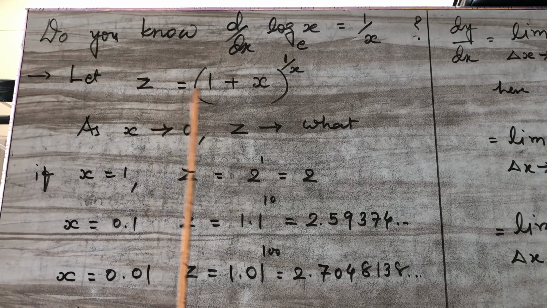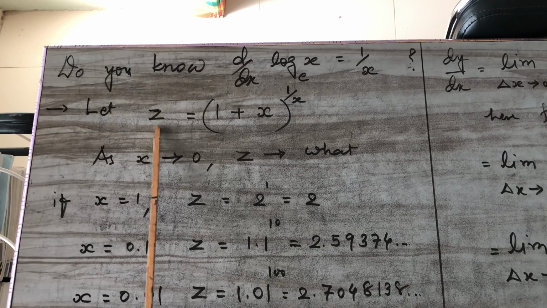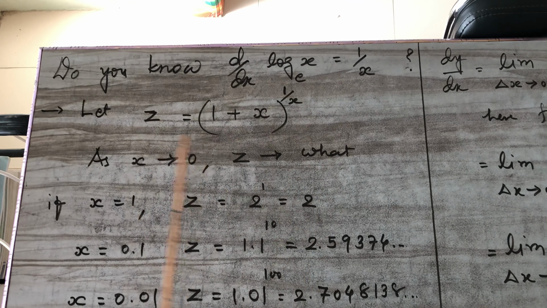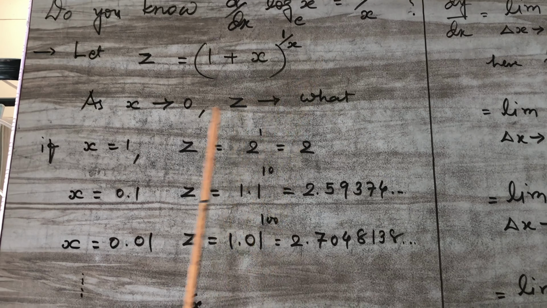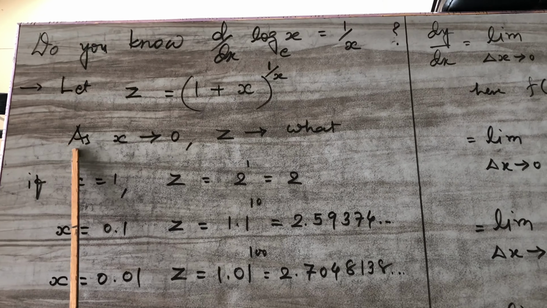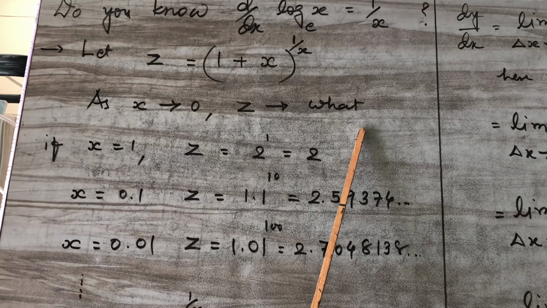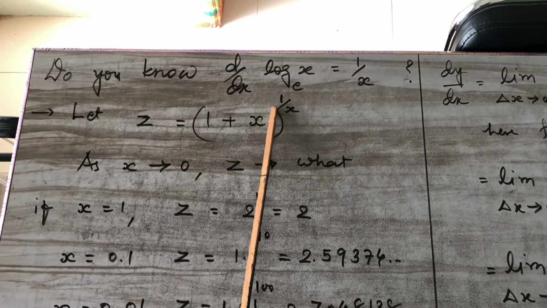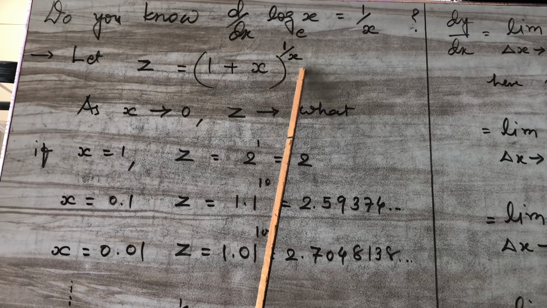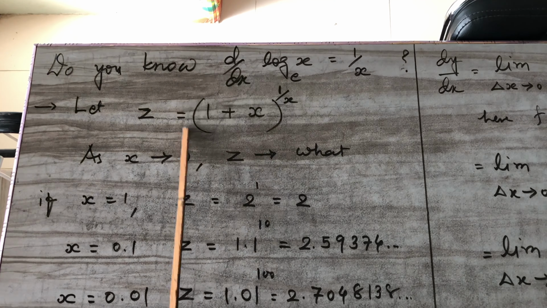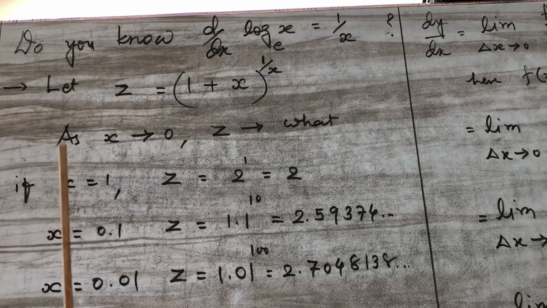Let z equal to important limit. First we will study this, because to obtain this we require this. Let z equal to (1 plus x) raised to 1 upon x. As x tends to 0, z tends to what? According to common sense, 1 plus x tends to 1 and 1 upon x tends to infinity. So it should be going towards 1, but that answer is not true.